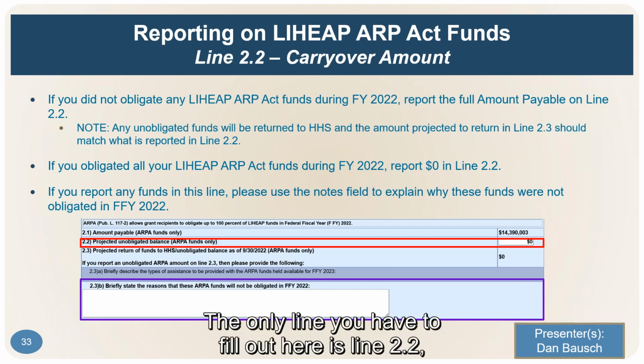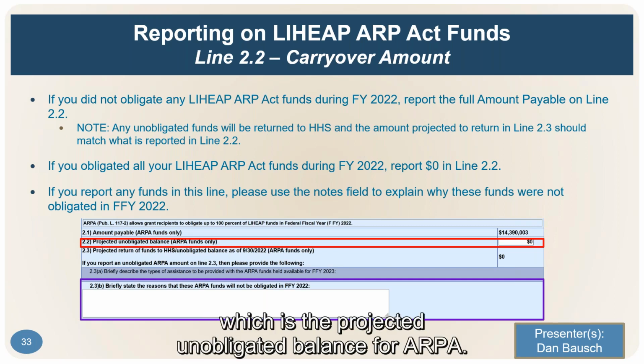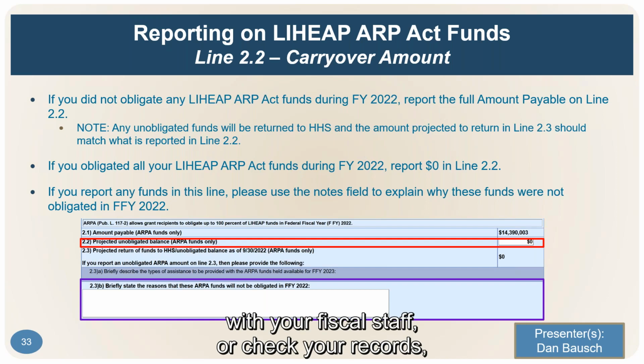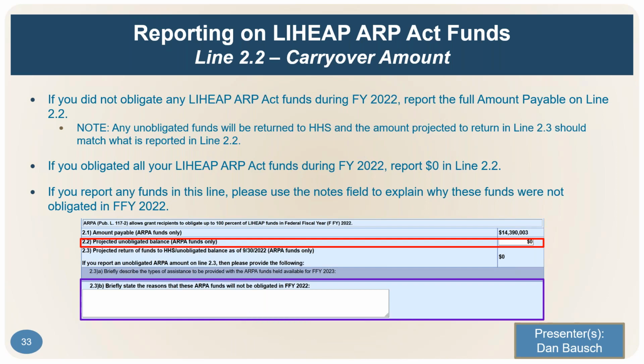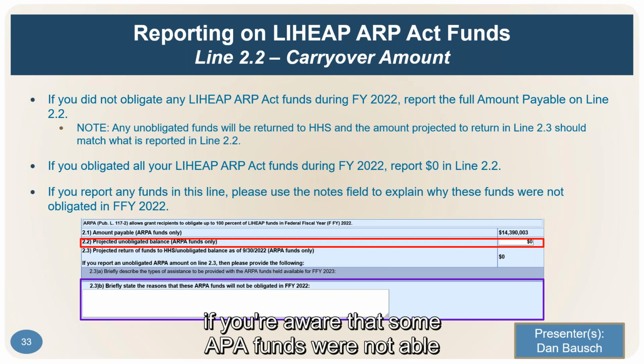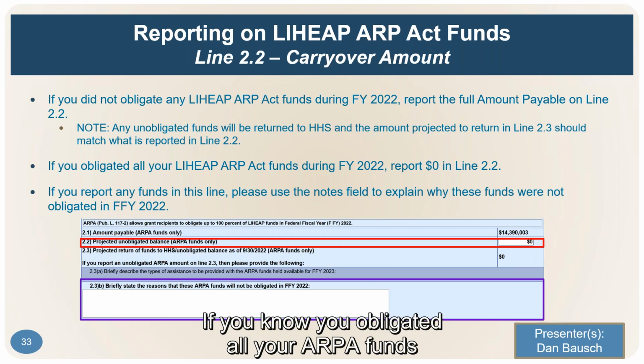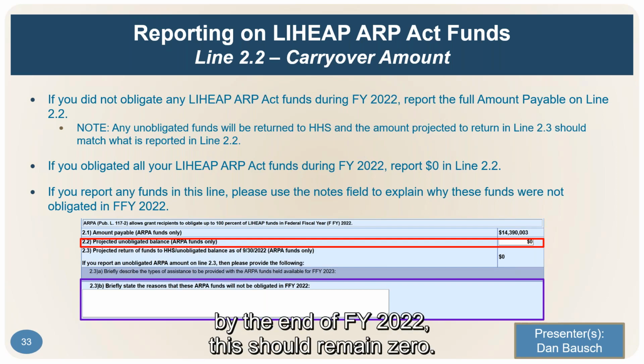The only line you have to fill out here is line 2.2, which is the projected unobligated balance for ARPA. So this is a line where you want to check with your fiscal staff or check your records and make sure that if you're aware that some ARPA funds were not able to be obligated during FY21 and 22, that you report that remainder here. If you know you obligated all your ARPA funds by the end of FY 2022, this should remain 0.